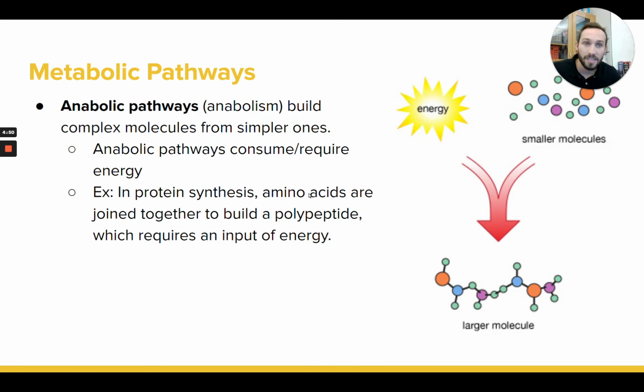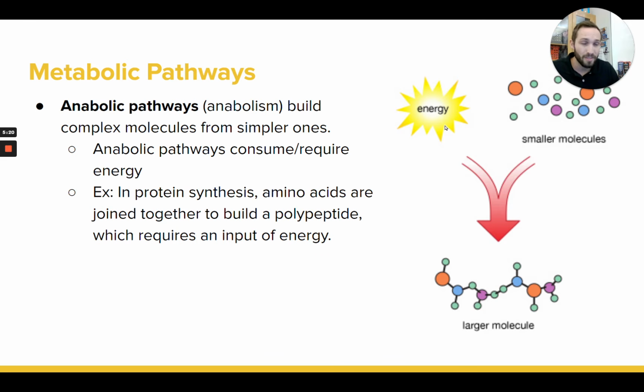The opposite of that is what's called an anabolic pathway, or anabolism. An anabolic pathway is one that's taking small molecules and putting them together to build larger, more complex molecules. And these types of pathways will always require an input of energy to do this. This is not something that just happens on its own. There's got to be an input of energy to make these anabolic pathways happen.